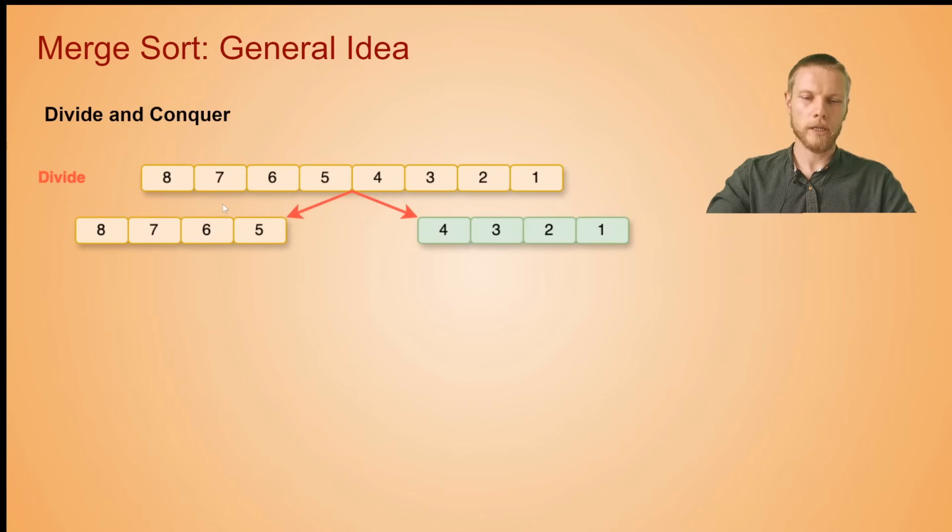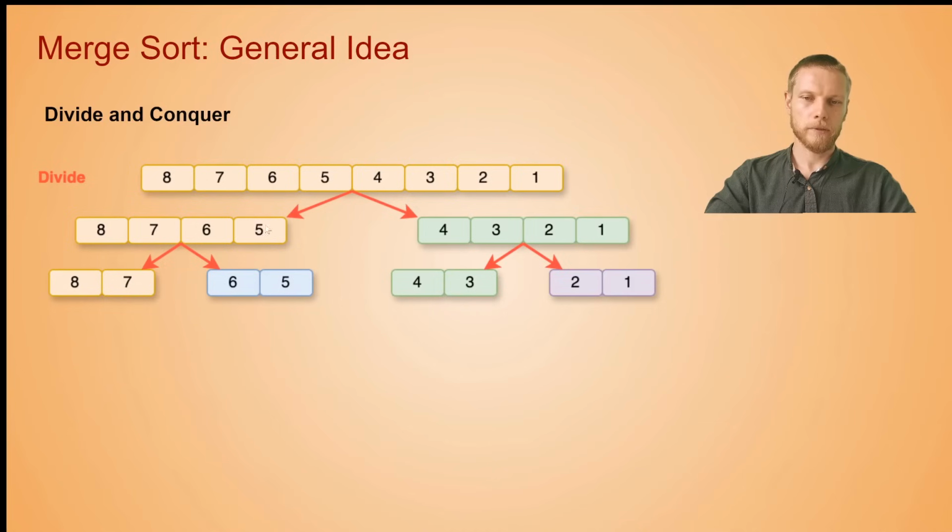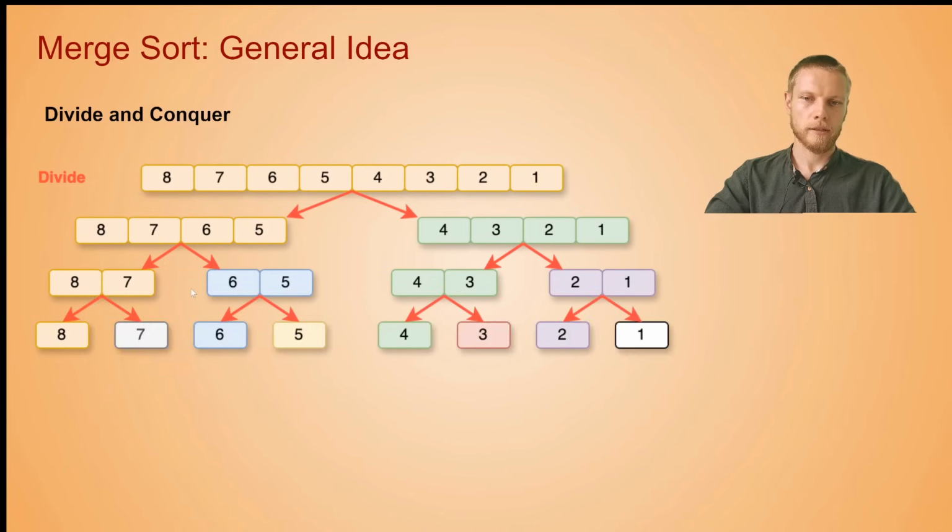First, we have the divide phase and split this big array into two parts. Then we split each part again into two parts. And lastly, we split them until we have subarrays of one element. And this is our base case.